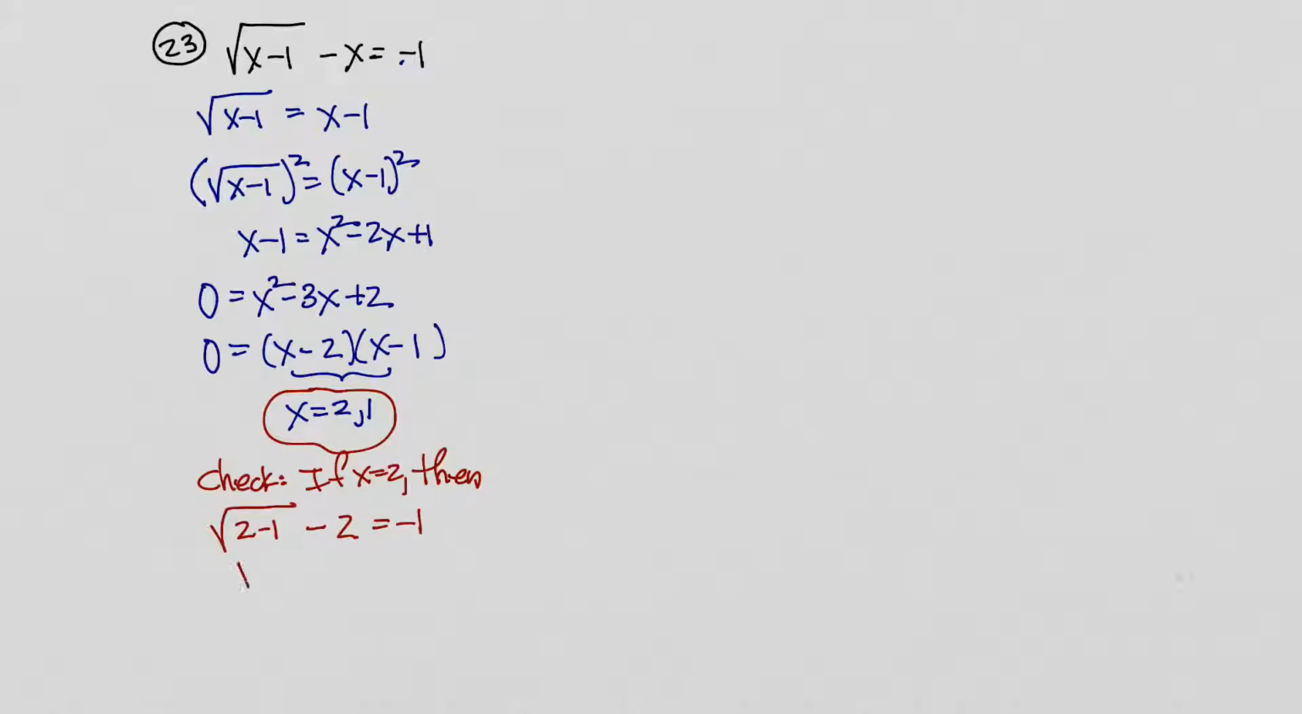So where are we here? 2 minus 1 is a 1. Minus 2 equals negative 1. Square root of 1 is 1. Minus 2 equals negative 1. 1 minus 2 is negative 1 equals negative 1. This thing works. It's true. So 2, this one is going to work. Now let's try the 1. So we'll check that one.